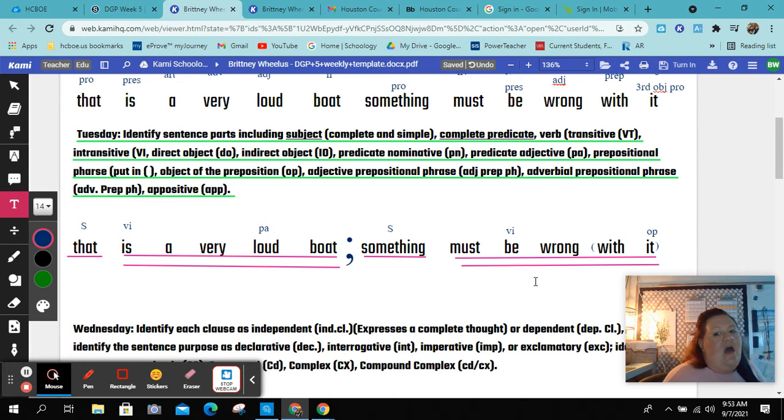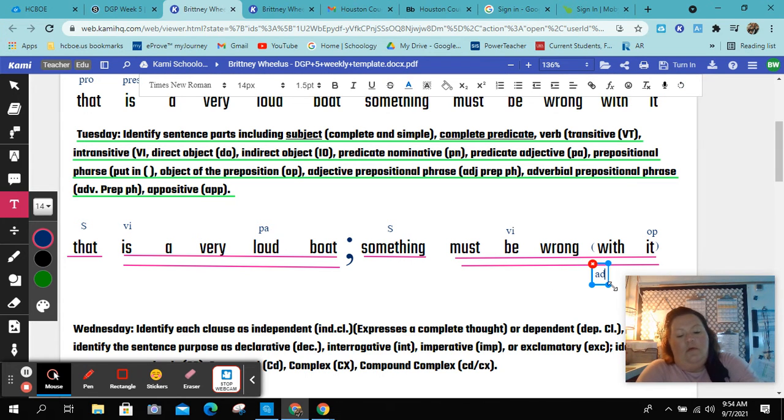All right. Now, is this prepositional phrase modifying or describing? It's telling us what is wrong. It really is modifying. Therefore, it is an adverbial prepositional phrase.